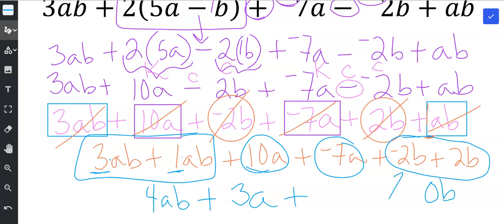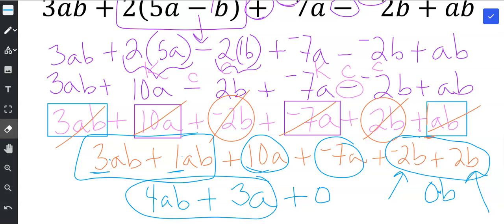These are actually opposites, they form a zero pair. And we wouldn't write 0b because 0 multiplied by b is just going to be 0. And then from there, 4ab plus 3a plus 0 is actually just equal to 4ab plus 3a, and we can just leave off the plus 0 part. So that just totally disappears.